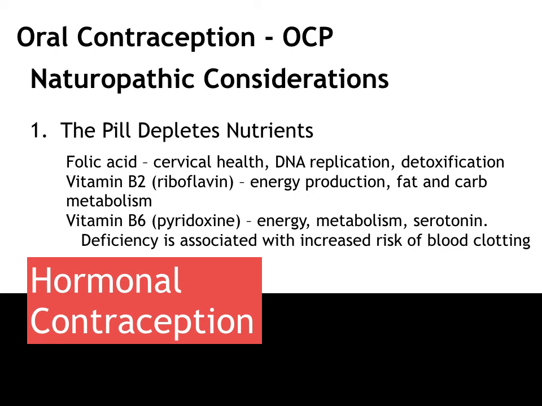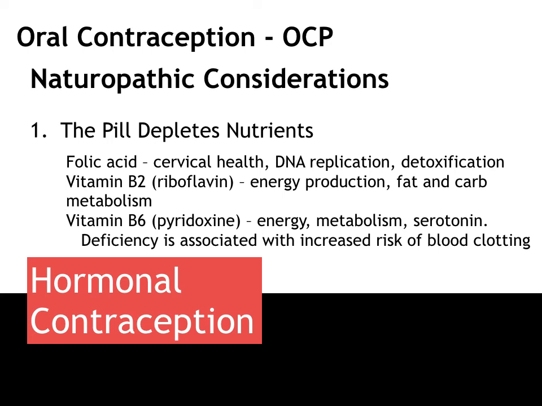Some other considerations, potentially more from a naturopathic perspective, for birth control. One is that the pill can deplete certain nutrient levels. Some of these are more significant than others, but I've listed here any of the possible depletions that can happen in nutrients from birth control. So folic acid we know is important for cervical health, DNA replication, detoxification, a number of the B vitamins, so B2, B6, on the next slide you'll see B12 as well, are all potentially depleted in some significant manner.